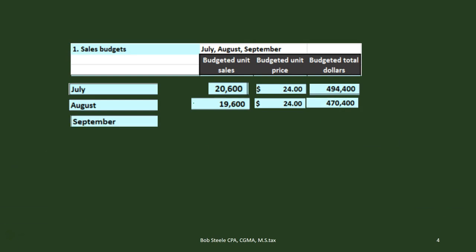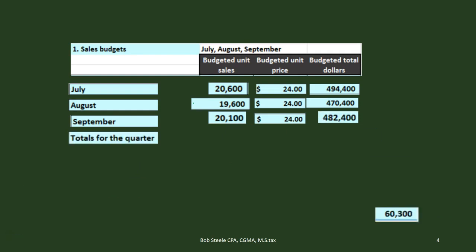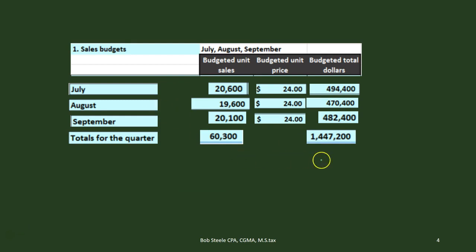Same for September. We're just going to project the 20,100. Book problem will give us that. In real life, we'll have to project that in some way. Probably a very significant process to do that. And we're going to have the 24, the sales price. That gives us the 482,400. Totals then would be 60,300 units, and we would have dollars in revenue of 1,447,200 in terms of revenue.